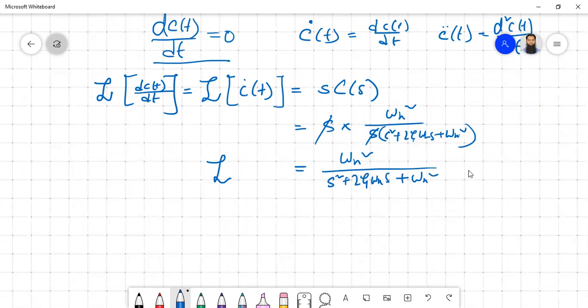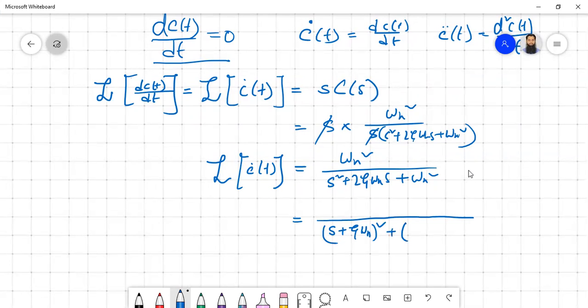Now we have to find what it is in the time domain, for C dot of t. We have to organize it. We already know the denominator, since we derived it in the last case: S plus zeta omega n whole square plus omega n root over 1 minus zeta square whole square. Now in the numerator we just have to organize, because there is no S term.